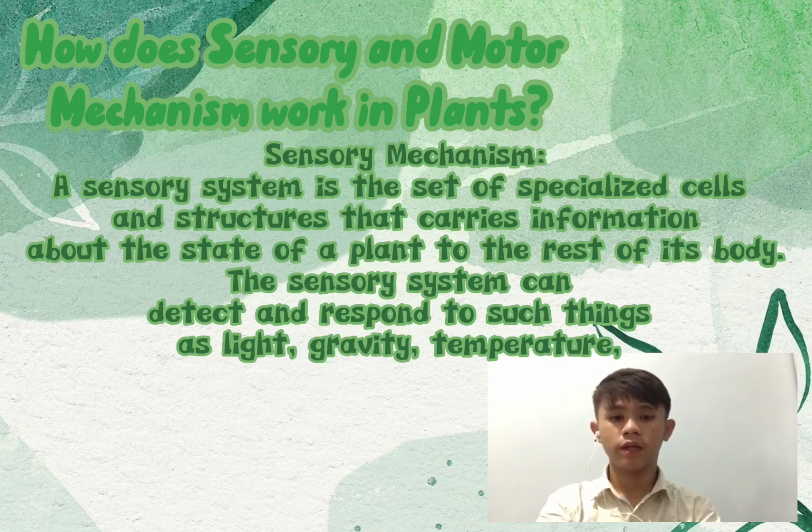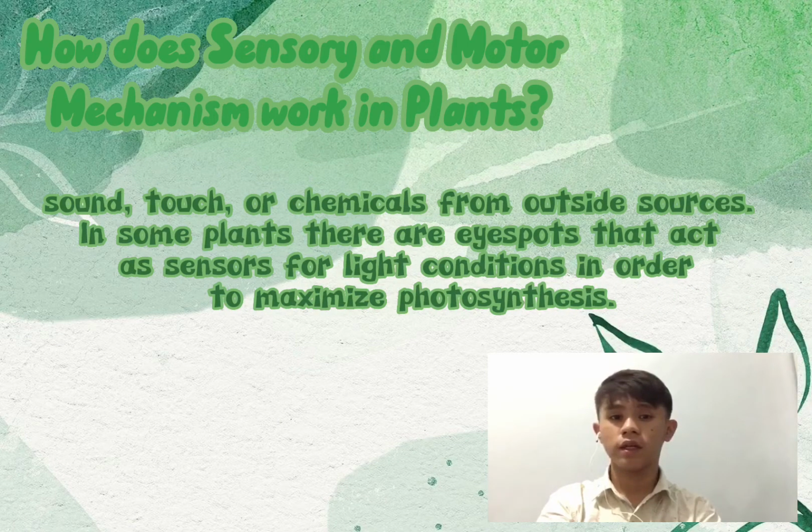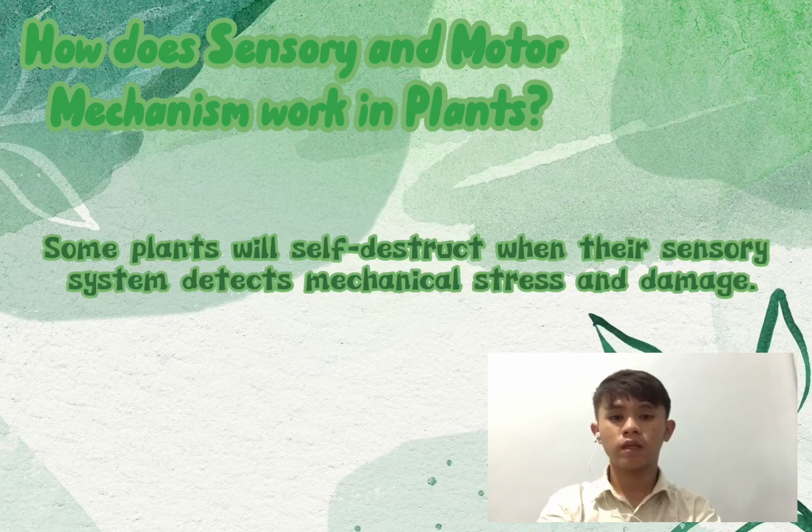Sensory mechanism. A sensory system is the set of specialized cells and structures that carries information about the state of a plant to the rest of its body. The sensory system can detect and respond to such things as light, gravity, temperature, sound, touch, or chemicals from outside sources. In some plants, there are eye spots that act as sensors for light condition in order to maximize photosynthesis. Some plants will self-destruct when their sensory system detects mechanical stress and damage.